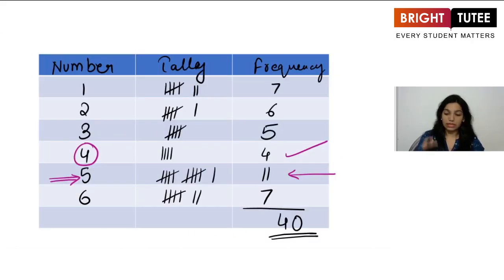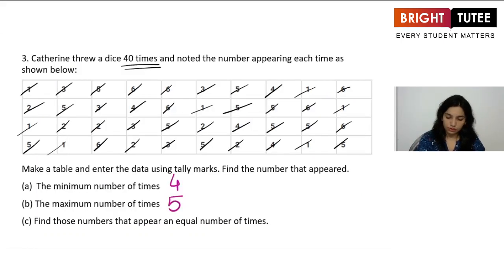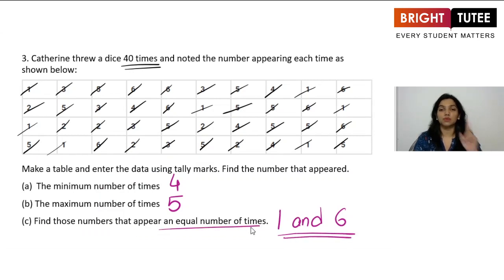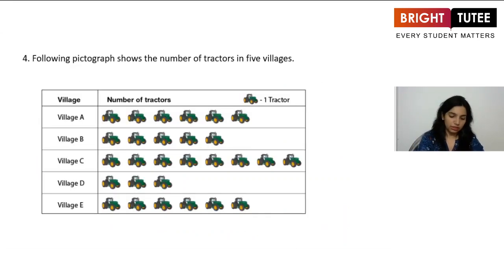So who's appearing equal number of times is, we see 7 and 7 in the frequency that is same. Okay, so number 1 and number 6 are basically appearing the same number of times, right? So let us write it here, 1 and 6. So which numbers appear equal number of times is 1 and 6. Both are appearing 7 times each. Clear? Now let us read this particular pictograph and show the number of tractors in 5 villages.